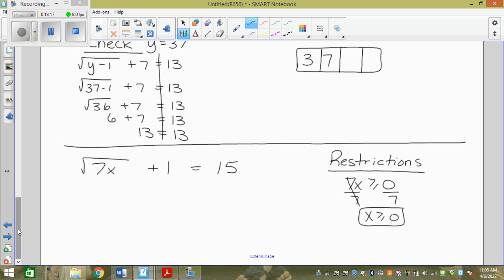Now, how do I solve? I reverse BEDMAS. So I have to get rid of the plus 1. So I subtract 1. I get root 7x equals 14. And then I square it to get rid of the square root. 7x equals, I don't remember what this is, 196. Divide by 7. And x equals 28.